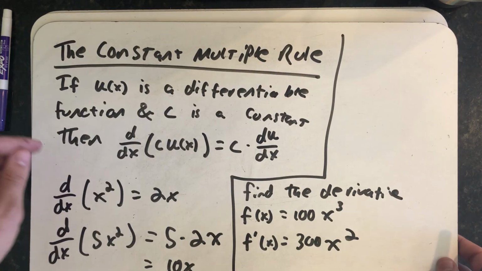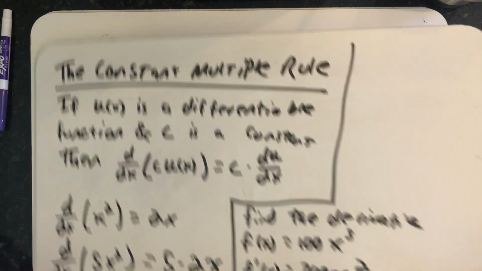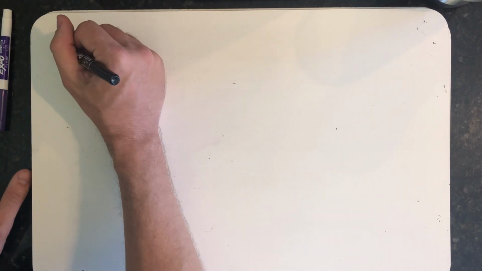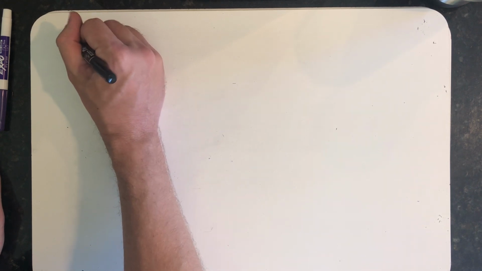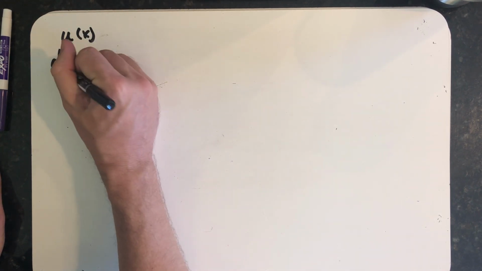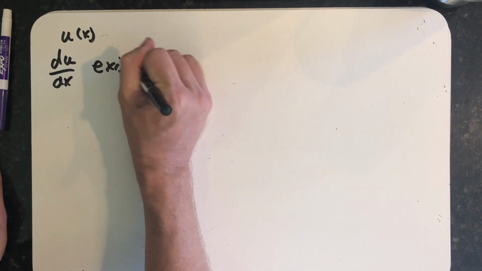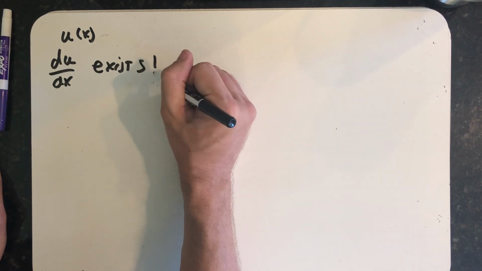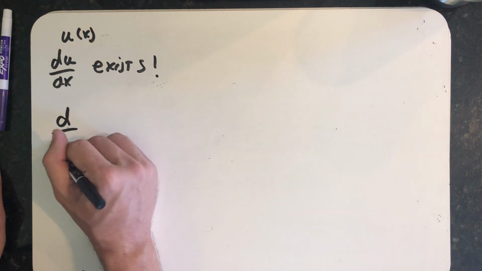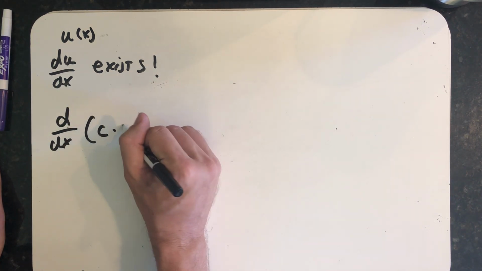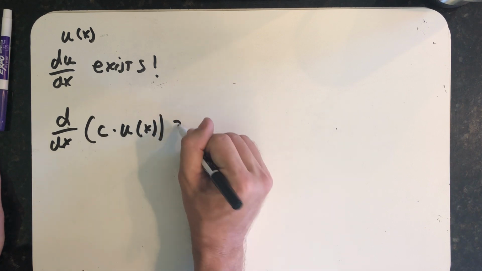All right, well, my constant multiple rule, pretty easy to use and understand. Let's make sure we believe it. So I have a function u of x, and I can take its derivative. So that tells me that du dx exists. I want to find the derivative of c times u of x.